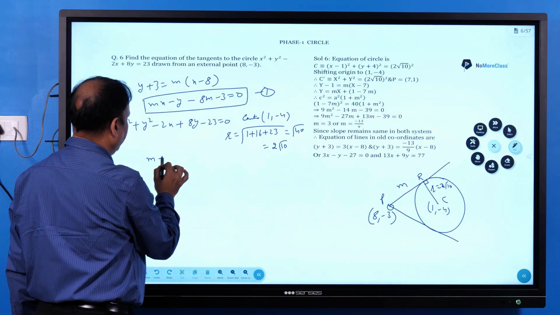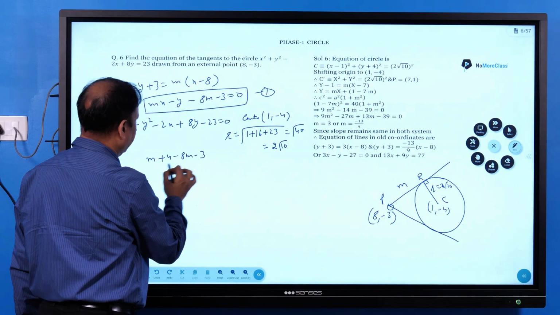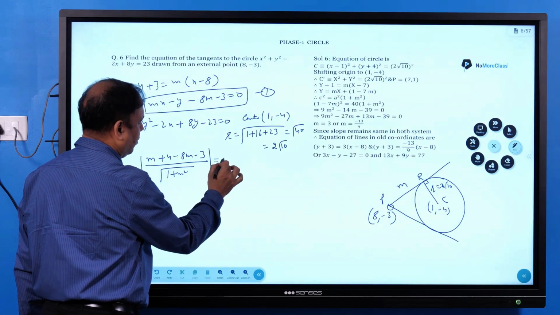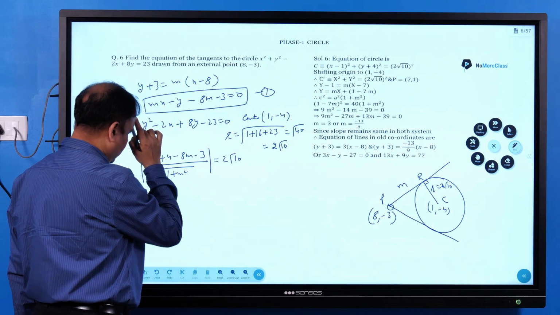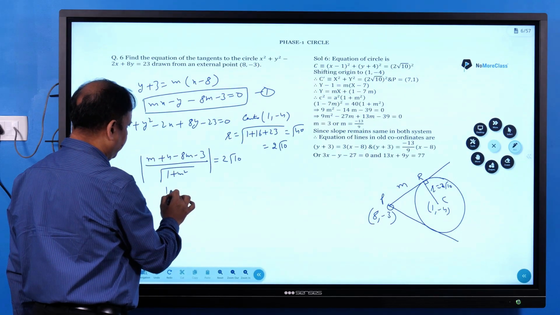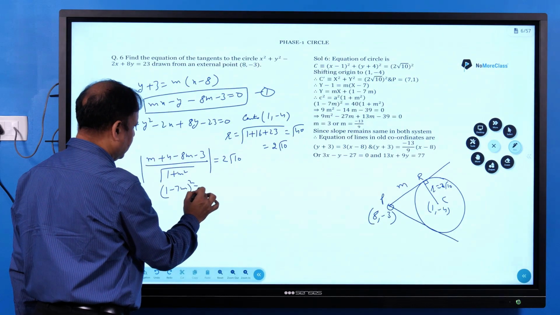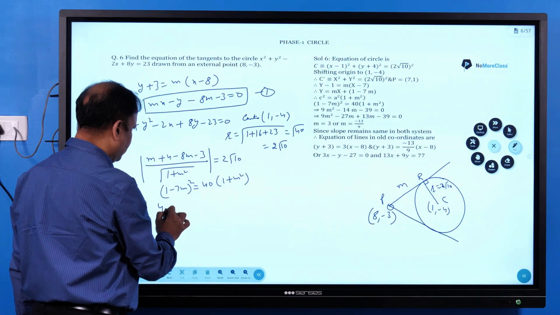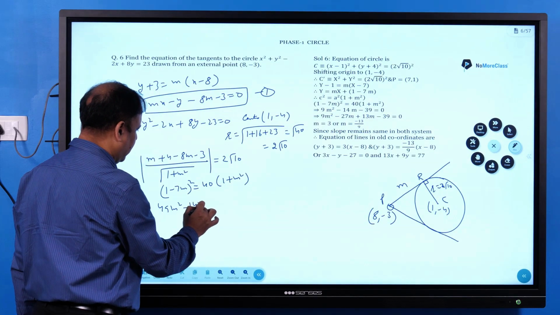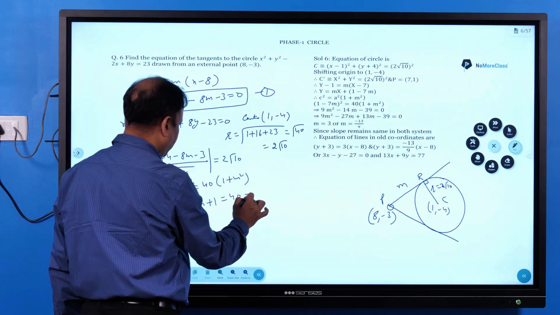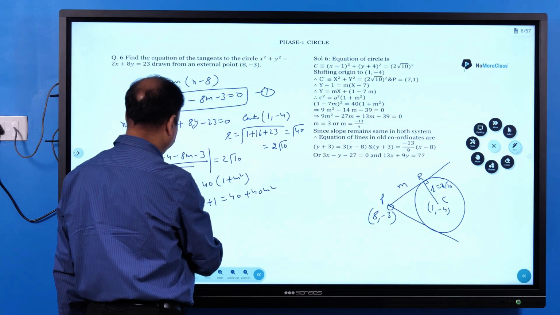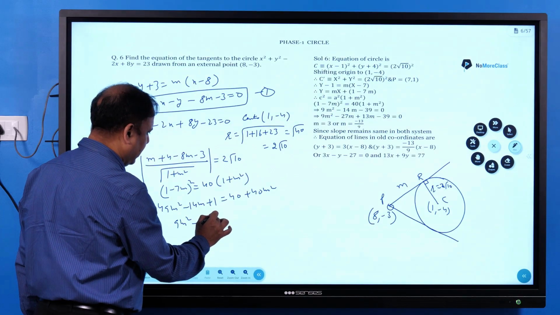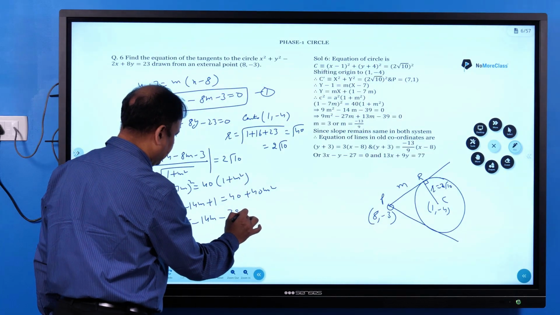So |m + 4 - 8m - 3| upon √(1 + m²) is equal to 2√10. So this will be (1 - 7m)² = 40(1 + m²). Simplify this. So 49m² - 14m + 1 = 40 + 40m². So 9m² - 14m - 39 = 0.